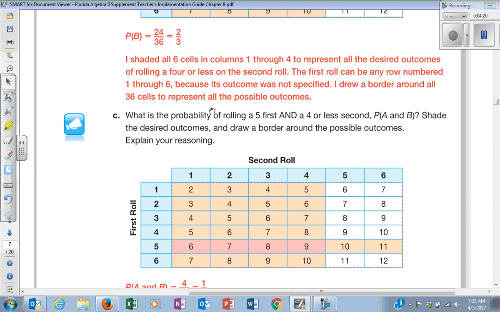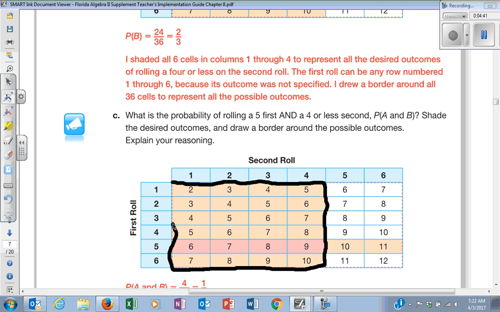What is the probability of rolling a 5 and a 4 or less? Well, do you see how they shaded this spot in? Let's do it. So we'll do this spot right here. All these boxes will work that are inside this one. Right? All these will work. Correct? Whereas that's for the second one. The first one is this right here.